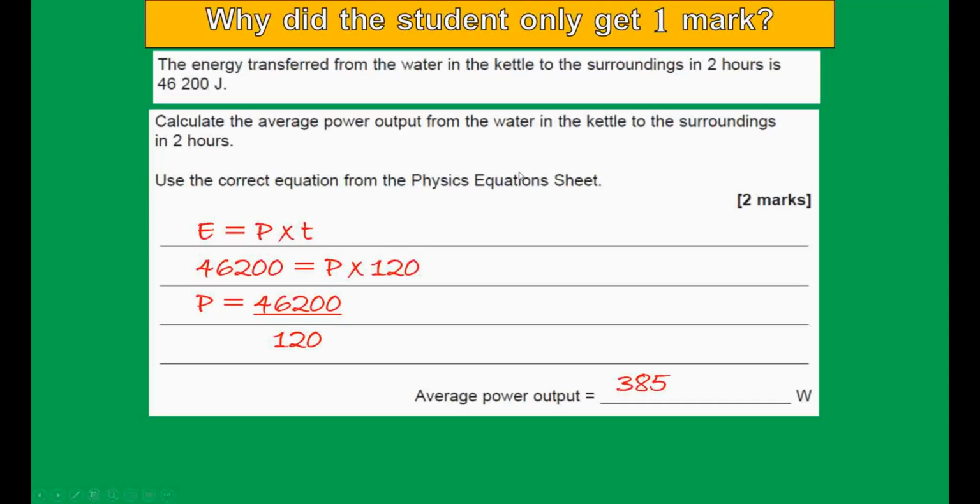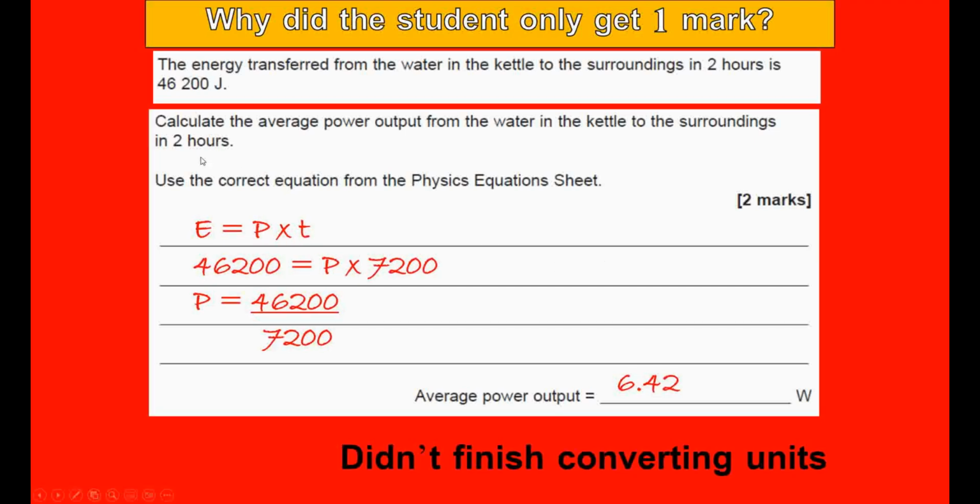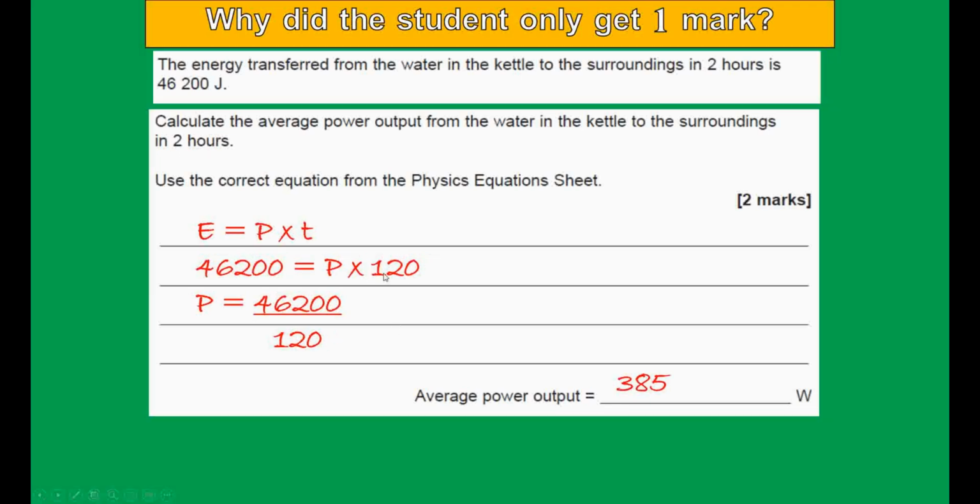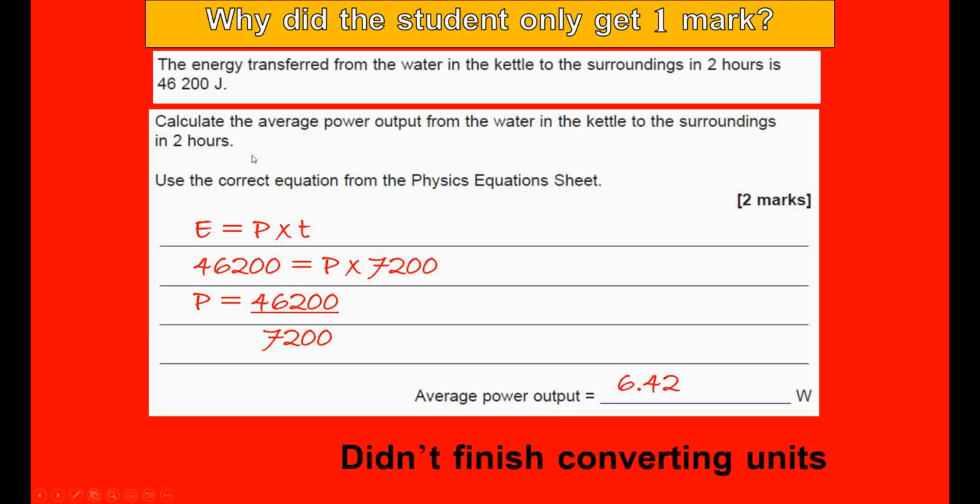Next, why did the student only get 1 mark? Pause the video here, try and spot the mistake. Moving on. They didn't calculate their time properly. They started the conversion of hours, they times it by 60 to get 120, but they didn't change it into seconds, they only changed it into minutes. We need to change it into seconds.